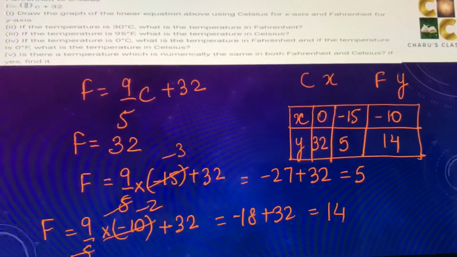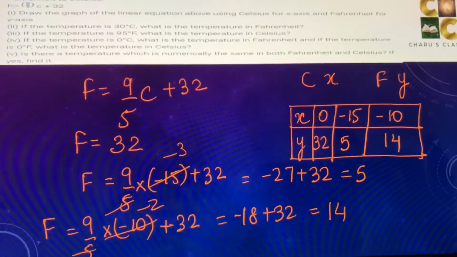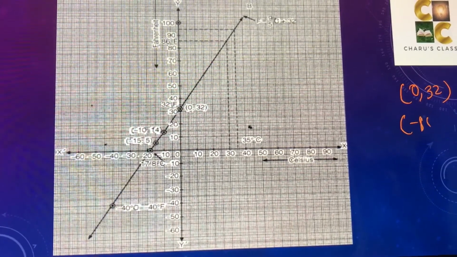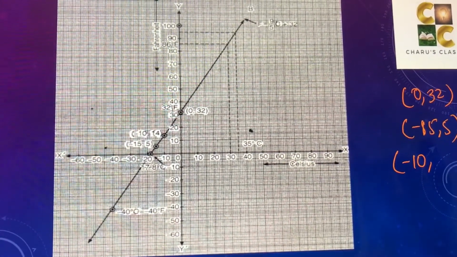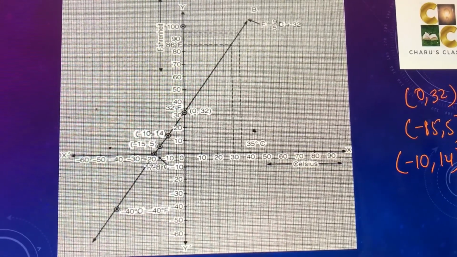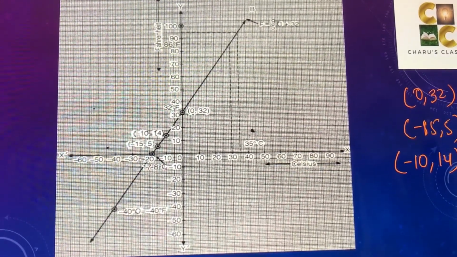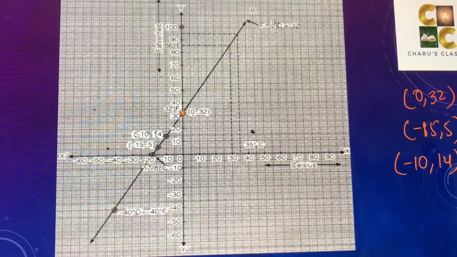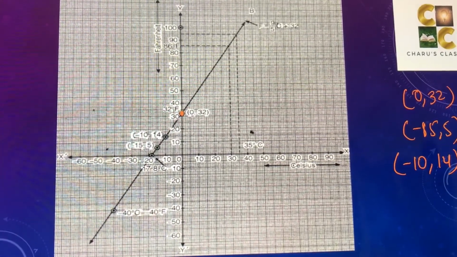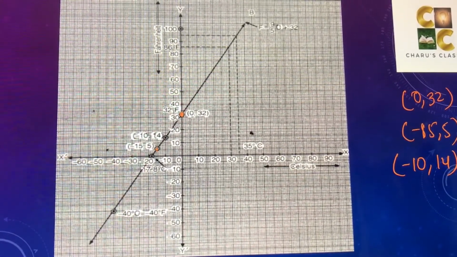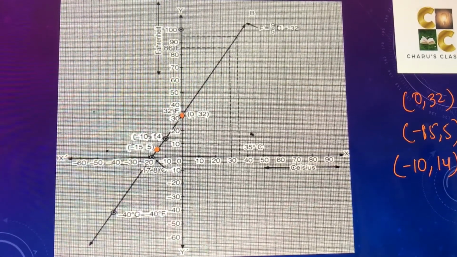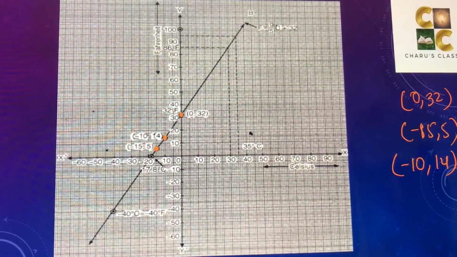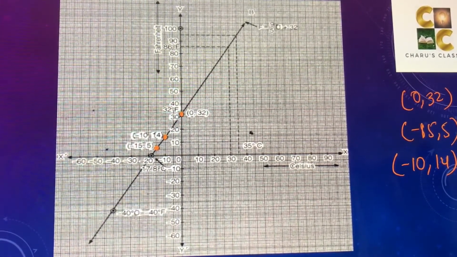So I have got my 3 points ready to make the graph. The points are 0, 32, minus 15, 5 and minus 10, 14. So 0, 32, this point is here on the graph. Minus 15, 5, that is x is minus 15 and y is 5, is the point here, and minus 10, 14 is the point here. After plotting the 3 points, just draw a line and your graph is ready.